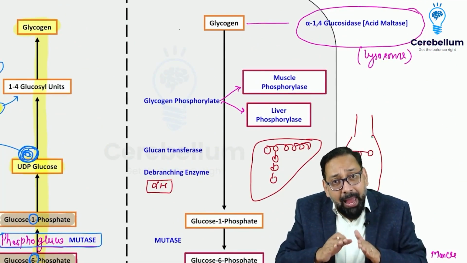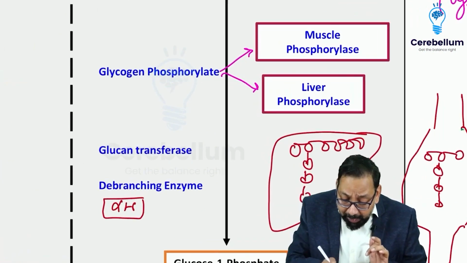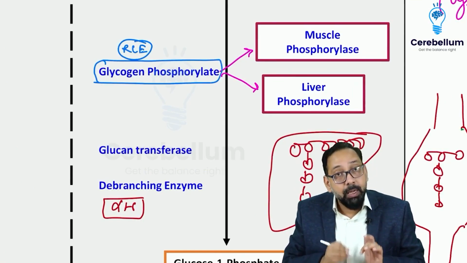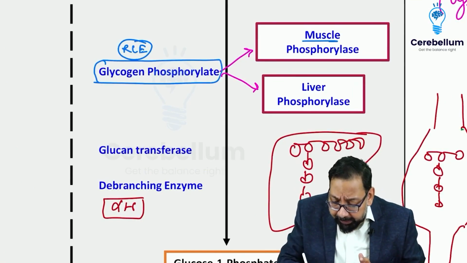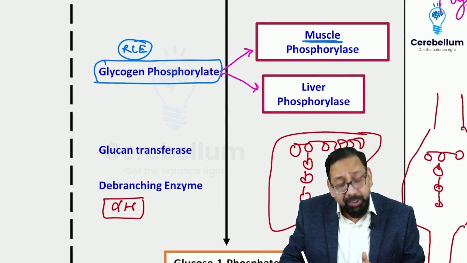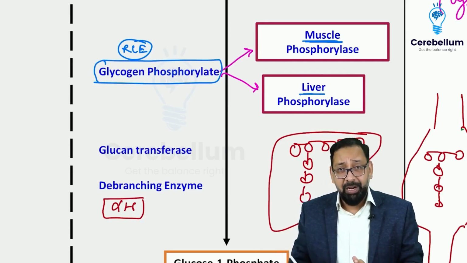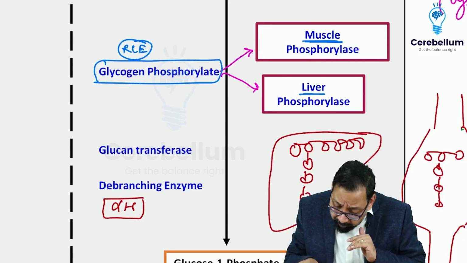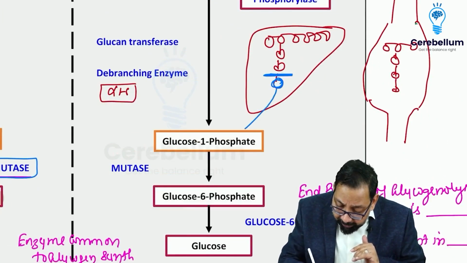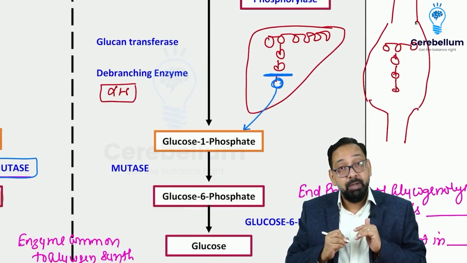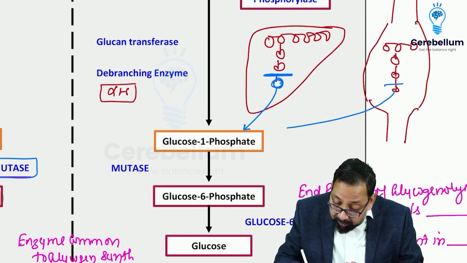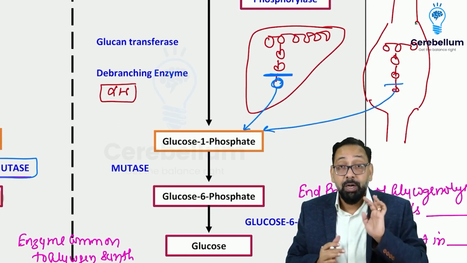Now we start glycogenolysis. In both muscle and liver, the enzyme is glycogen phosphorylase. This is the rate limiting enzyme. If it is present in muscle, that is muscle phosphorylase; if it is doing its action in liver, that is liver phosphorylase. This phosphorylase breaks down glycogen and glucose is released as glucose 1-phosphate.